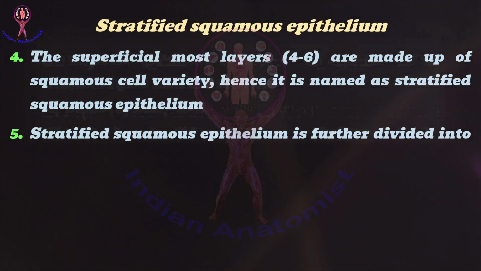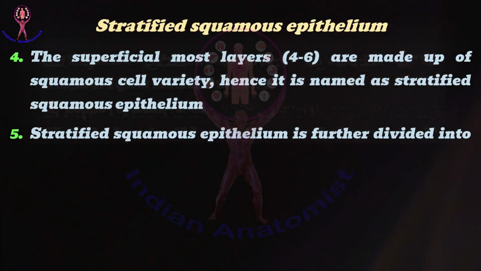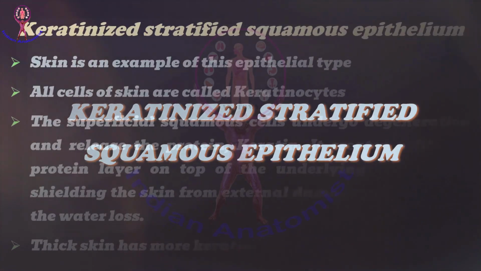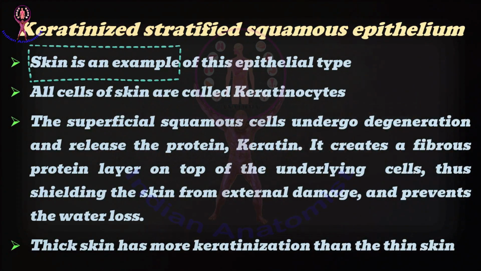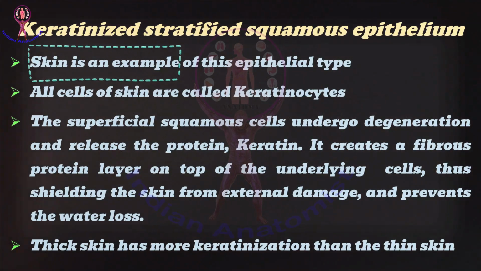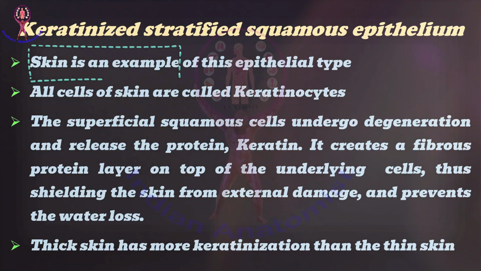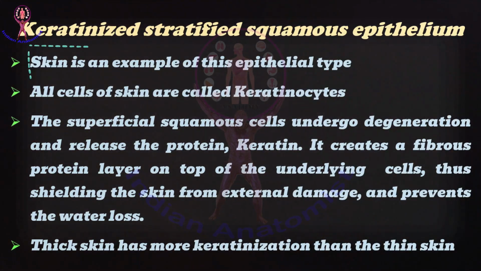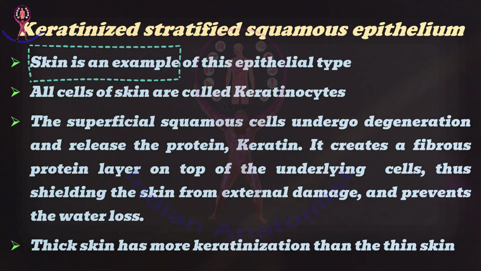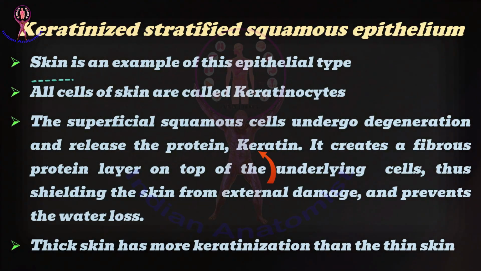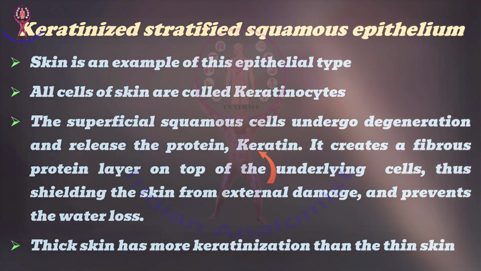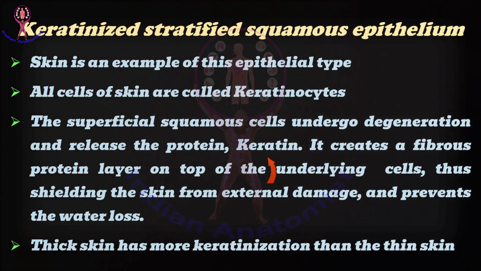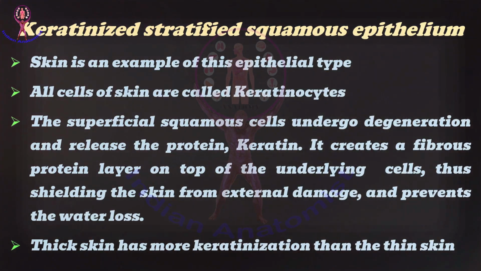The stratified squamous epithelium can be classified into 2 subtypes, keratinized and non-keratinized. The skin is a picture of keratinized stratified squamous epithelium. The term keratinocytes refers to all cells found in the skin. The outermost layer of flat cells undergoes degeneration and releases the protein keratin. It forms a layer of fibrous protein on the surface of the epithelium, which protects the skin from harm caused by external factors and inhibits the loss of water.